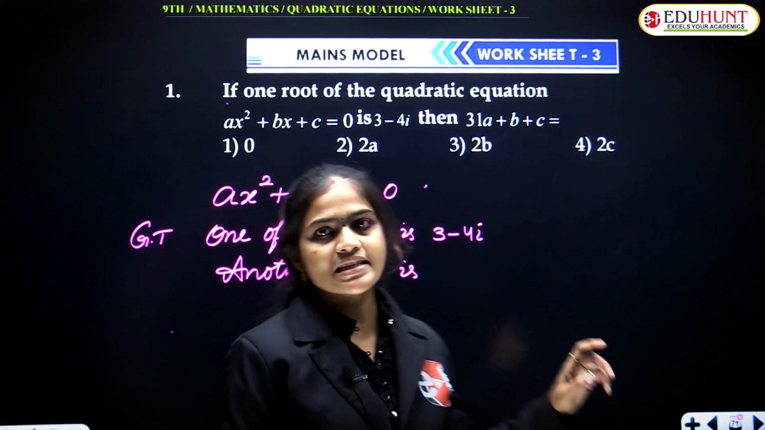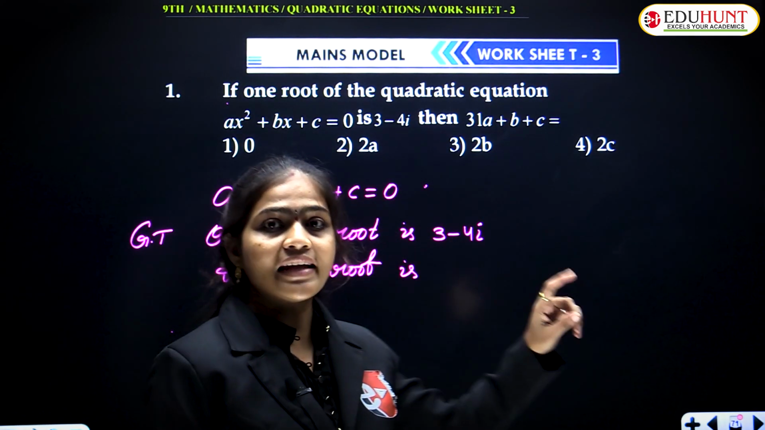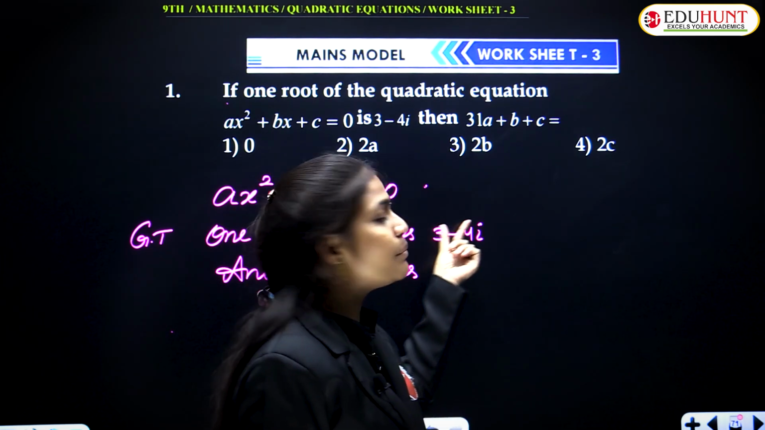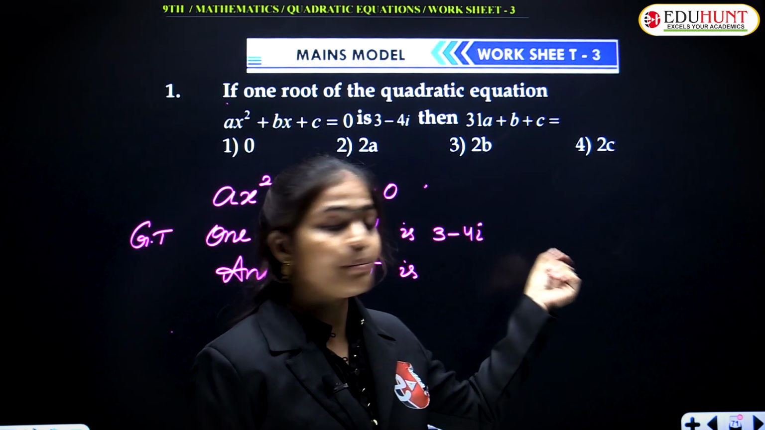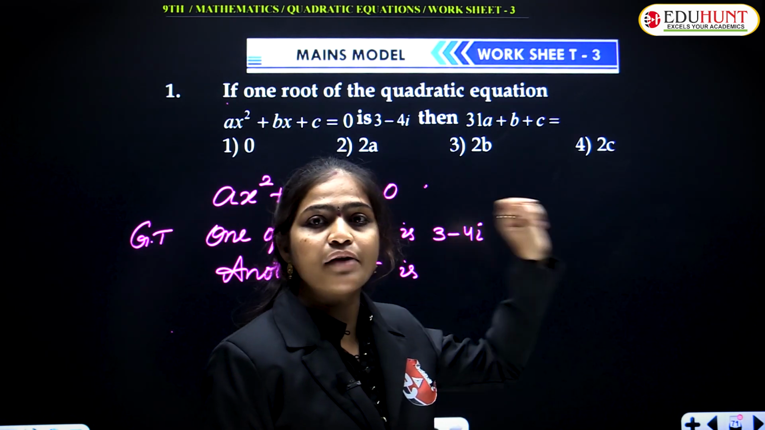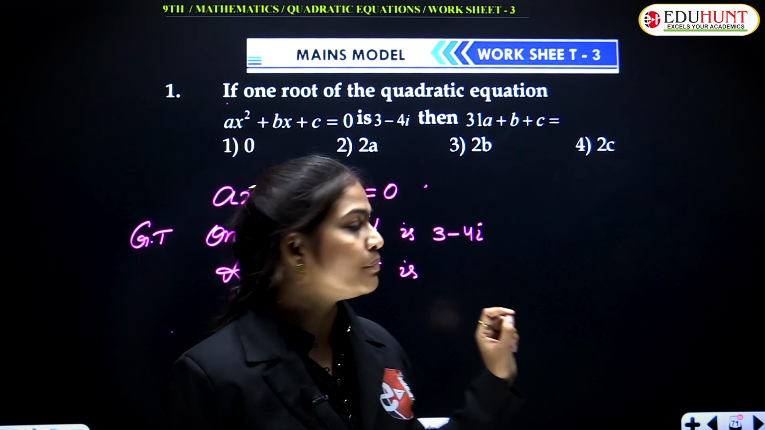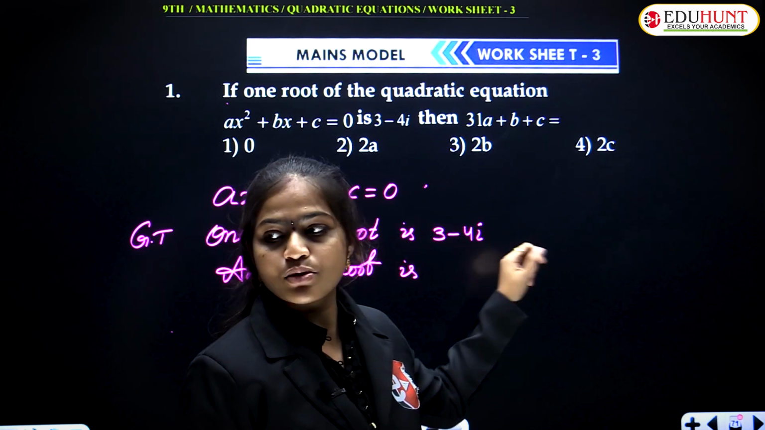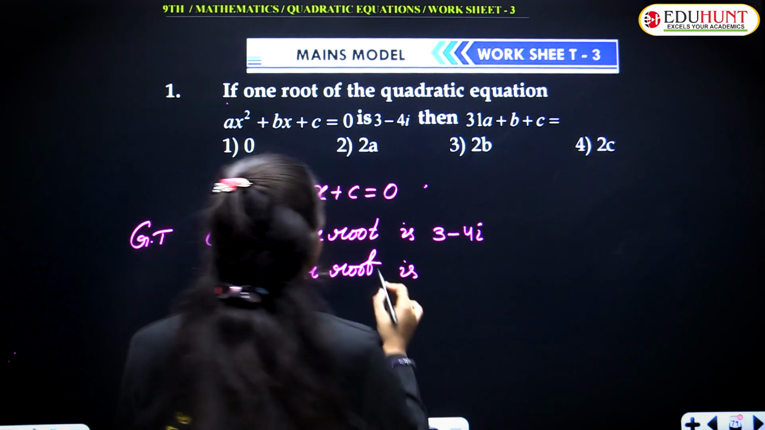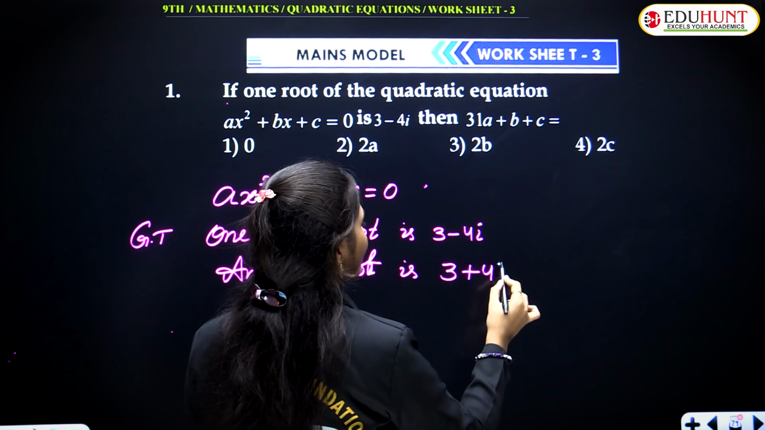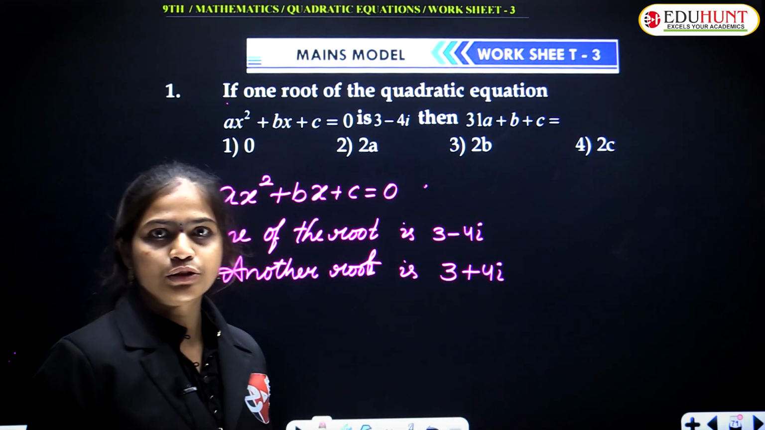So, children, when we discussed the nature of roots, I told you that wherever we have 3 minus 4i, a complex number, we just have to take the conjugate. The conjugate root we have to take here. So, 3 minus 4i is there. What is the conjugate root? The other root is 3 plus 4i. Am I clear to you?